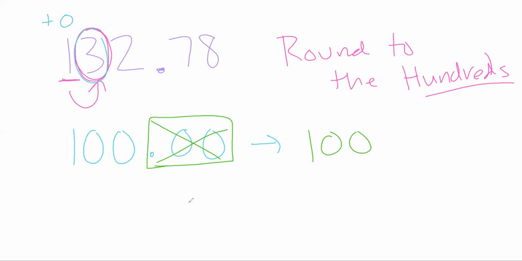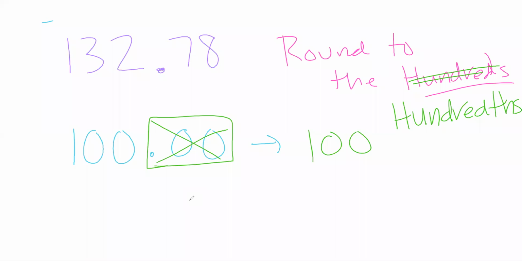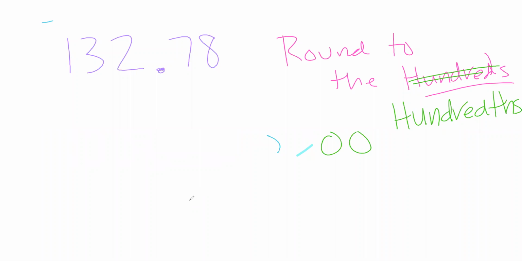Okay. Now let's say, for example, that the instruction was different. Let's say that instead of the hundreds, they said the hundredths. Let's take the same number and do that. So let's just say the rules changed. I try to erase without erasing everything. Now we're going to round to the hundredths.